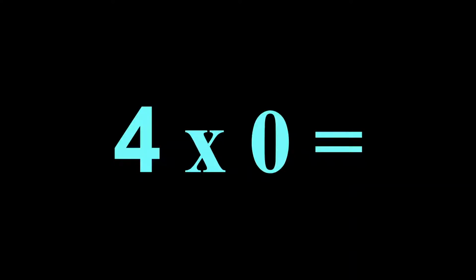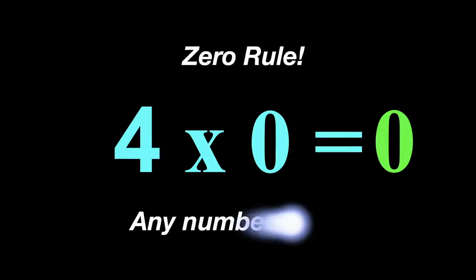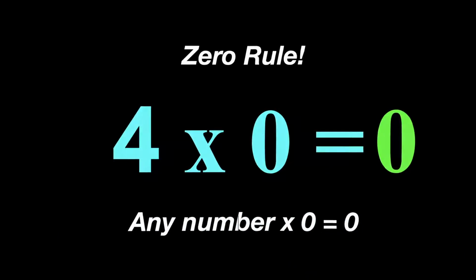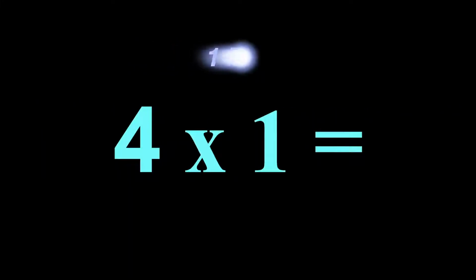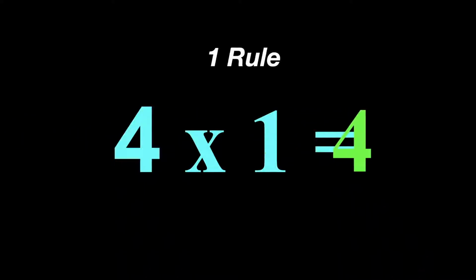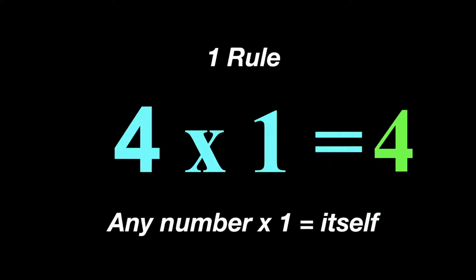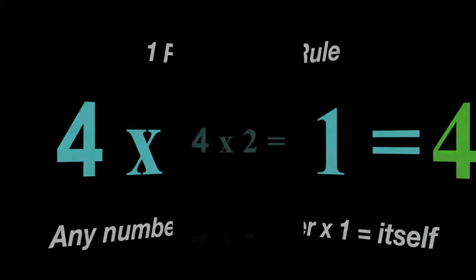4 times 0, that's easy. That would just be the 0 rule, and that's just going to be 0. Any number times 0 is always 0. 4 times 1, that's also easy. The 1 rule, 4 times 1 is just 4. Any number times 1 will equal itself. That's also called the identity property.